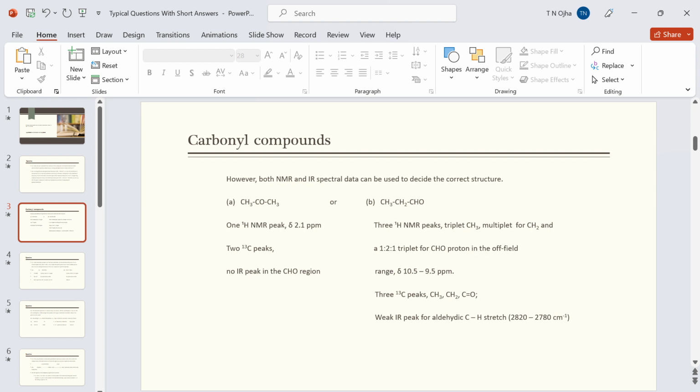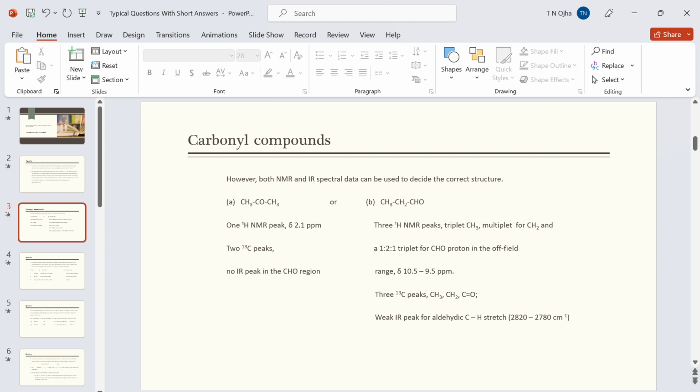For acetone, there will be one NMR peak at about 2.1 ppm. For propionaldehyde, there will be 3 peaks: a triplet for methyl, a multiplet for methylene, and a 1:2:1 triplet for the aldehydic proton. And very characteristic, the aldehydic proton absorbs downfield between delta 10.5 to 9.5 ppm.